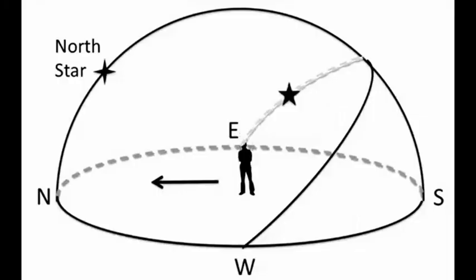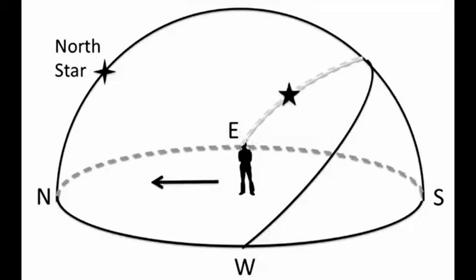Rising and setting. The cardinal directions north, south, west and east are defined with respect to the horizon. North is located on the horizon just below the North Star or Polaris. South is located on the horizon exactly opposite north.